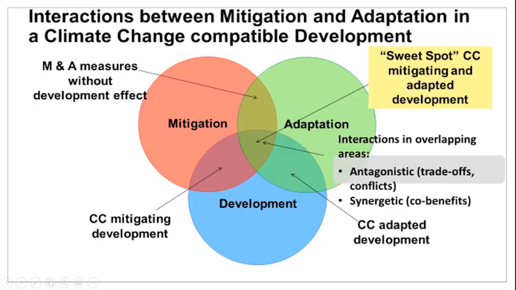The idea is you want to find the sweet spot where you are doing mitigation, adaptation, and development at the same time. It's not easy, but as you negotiate, try and make sure that your sentences, your text, your ultimate decision, drive your way towards mitigating as well as adapting to climate change, as well as developing sustainably.